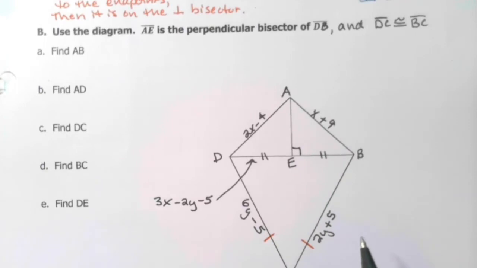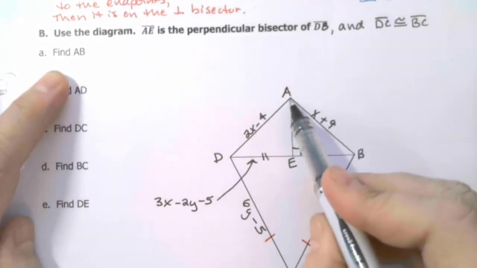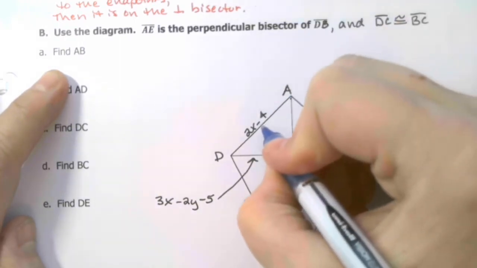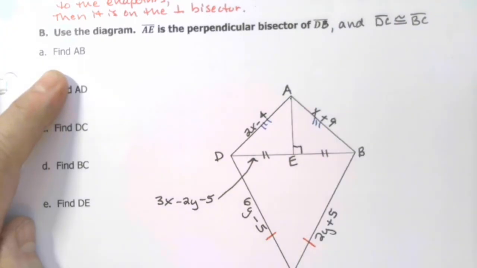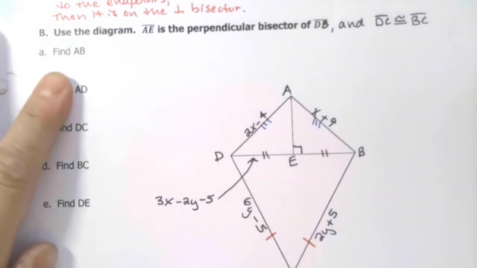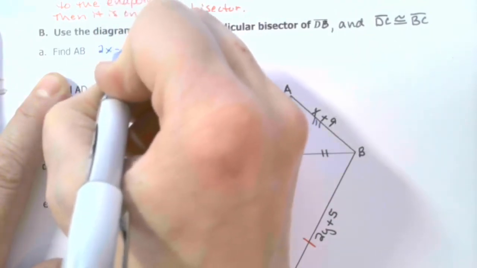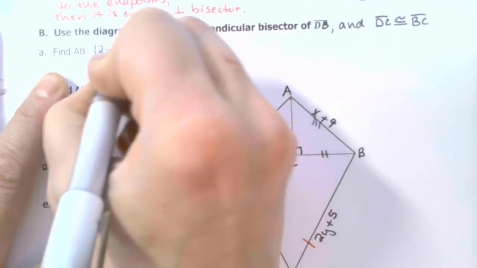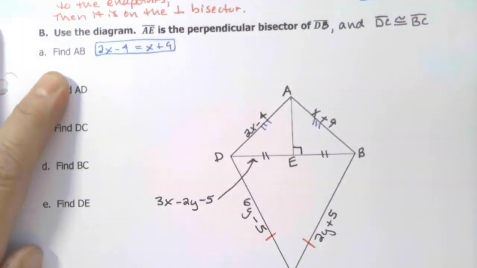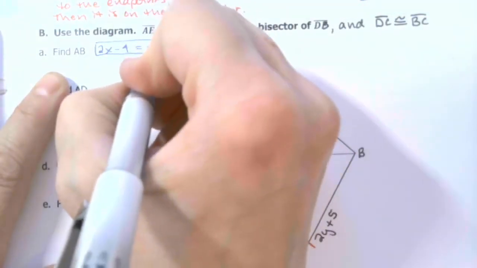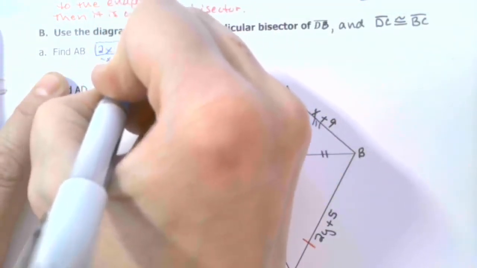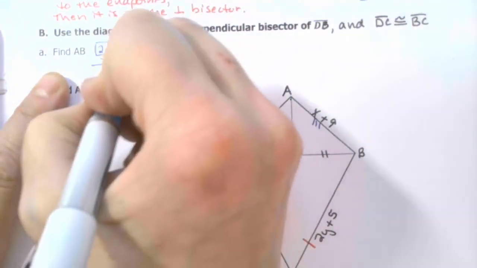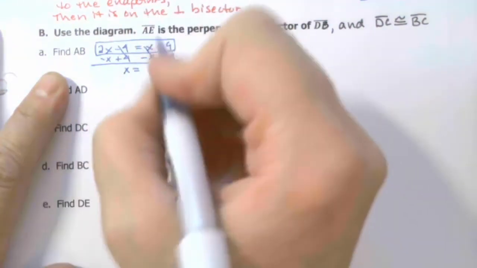Okay, so we have a theorem that says if A is on the perpendicular bisector, then it is equidistant to the endpoints. So AD and AB are equal to each other, so I can write an equation: 2x minus 4 is equal to x plus 9. There's our equation. Okay, we're going to solve for x, so I'm going to subtract x to the left, add 4 to the right. 2x minus 1x is x. 9 plus 4 is 13.